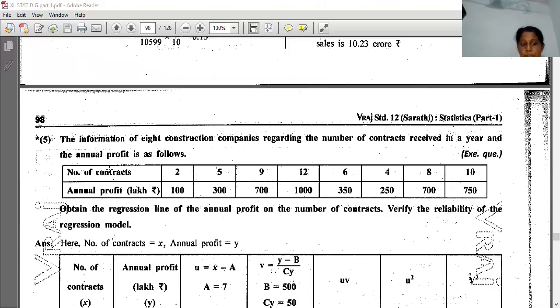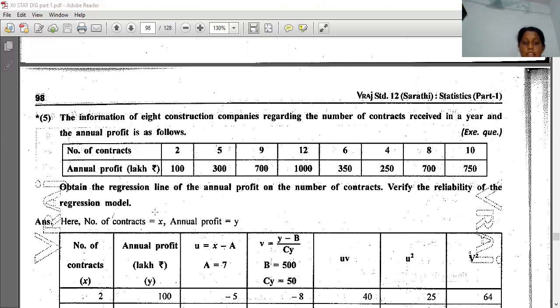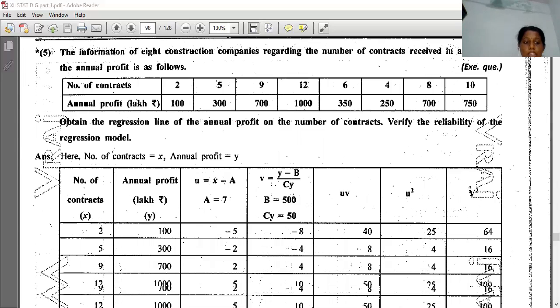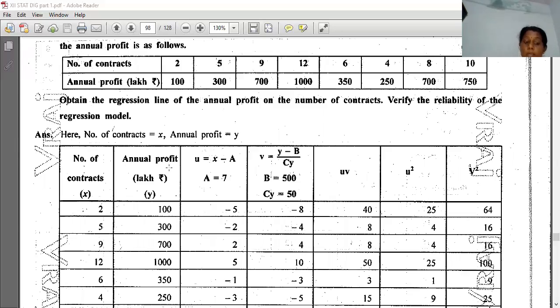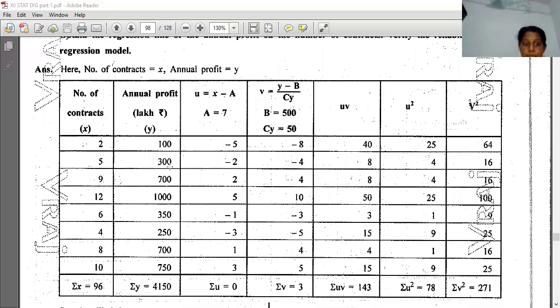That is sum number 5. The information of 8 construction companies regarding the number of contracts received in a year and the annual profit is as follows. Sorry, x is given and y is given, and the unit of y is lakh rupees. Remember that thing. Then the question is, obtain the regression line of the annual profit on the number of contracts. Verify the reliability of the regression model. Reliability you have to find out.